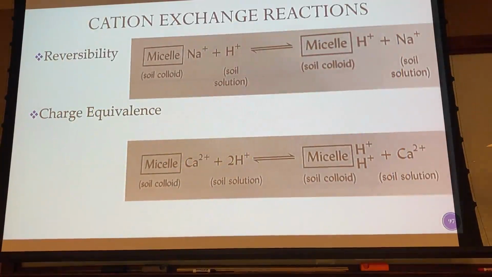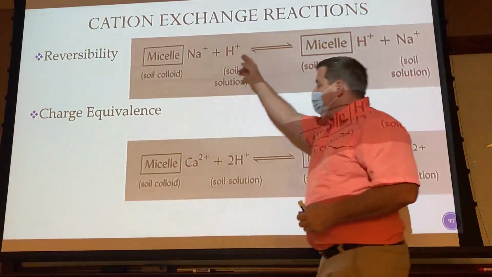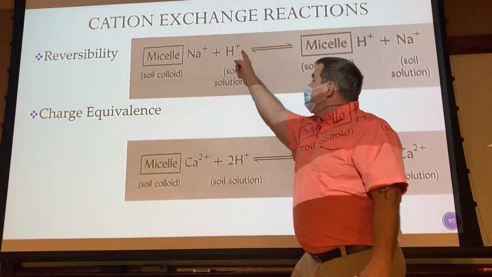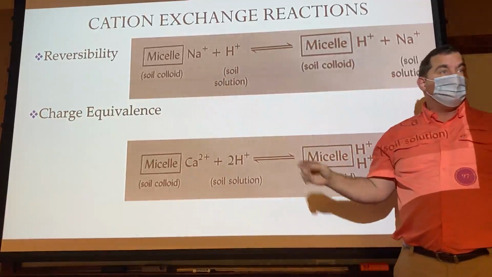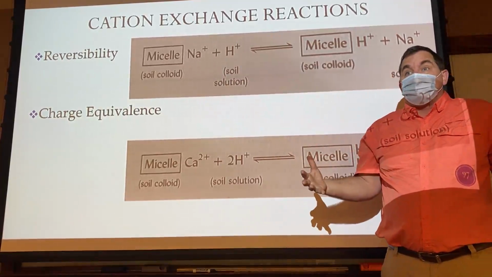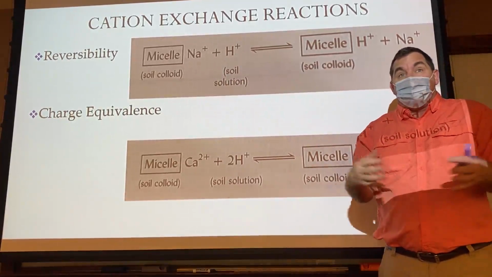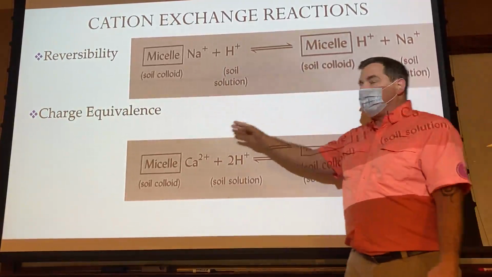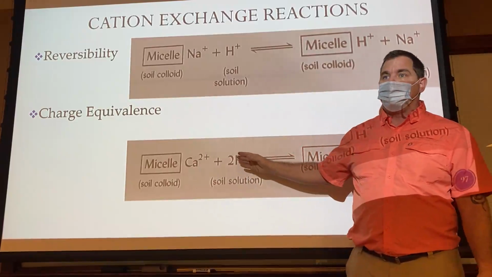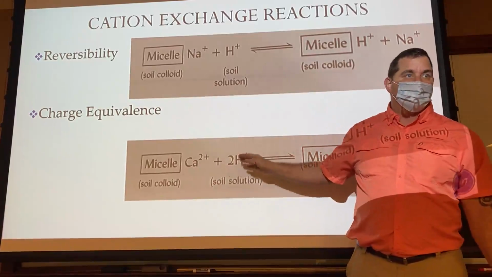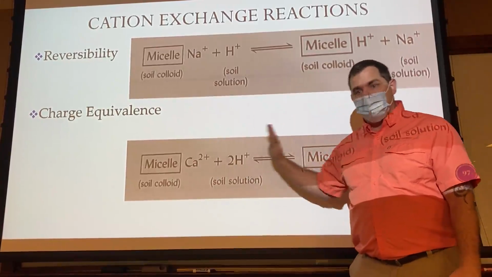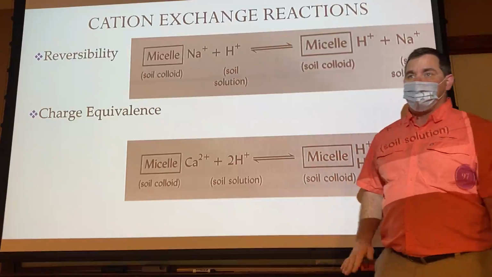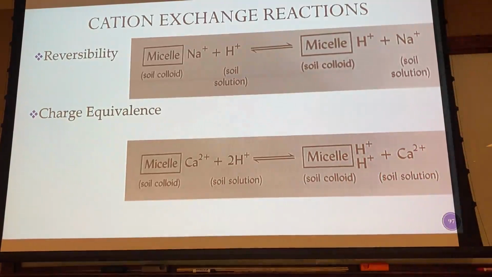And then this goes along with the reversibility, that when we have a charge equivalence, the reaction can be reversible. So which cations or anions are in solution, and also what the charge of those cations and anions is, is going to determine how much these nutrients are adsorbed and desorbed to the diffuse double layer.